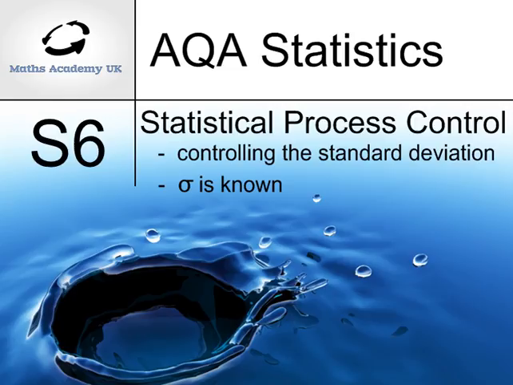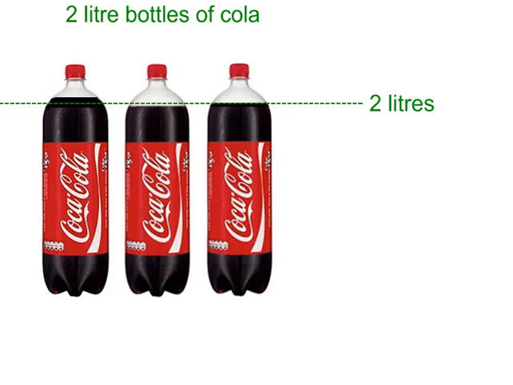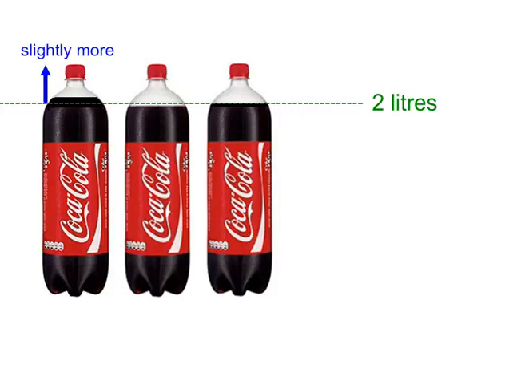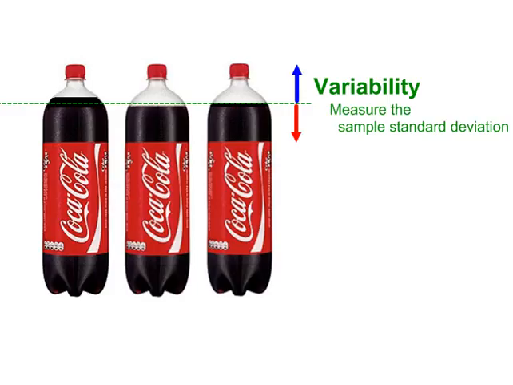Statistical process control: controlling the variability in a production process by measuring the standard deviation of random samples, where the population standard deviation is known. We have 2-litre bottles of cola. Some have slightly more than 2 litres, some slightly less, so there's variability in the amount of cola, and we can measure the variability by taking random samples and measuring the standard deviation.